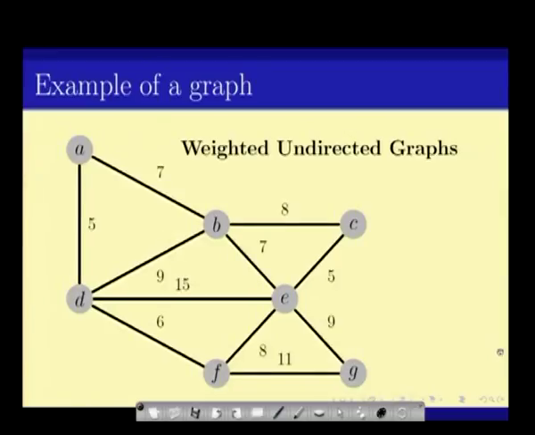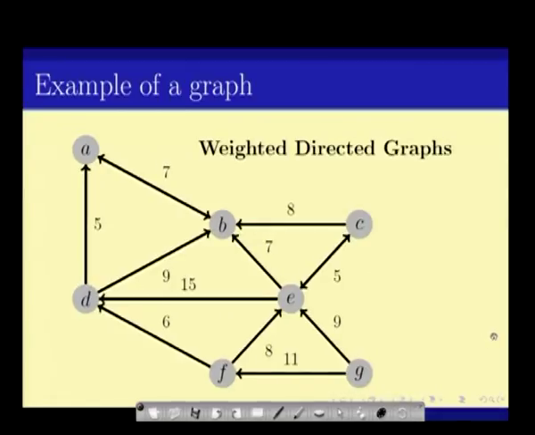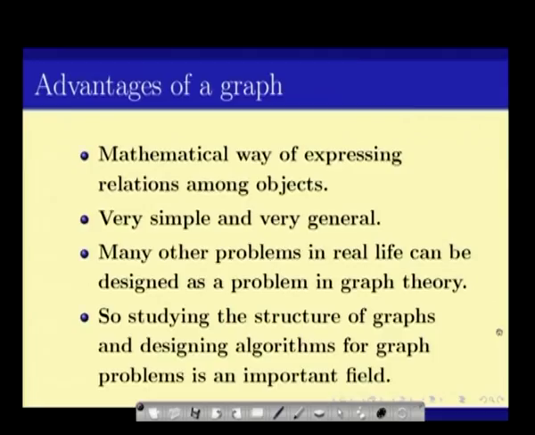We can also have weights on these edges, and we can also have arrows which denote a directed graph. If there is an arrow from D to A, it means DA is in the set of edges, but AD is not, because there is no arrow going from A to D. This is what we know as the directed graph, and this is exactly what we will be using today.